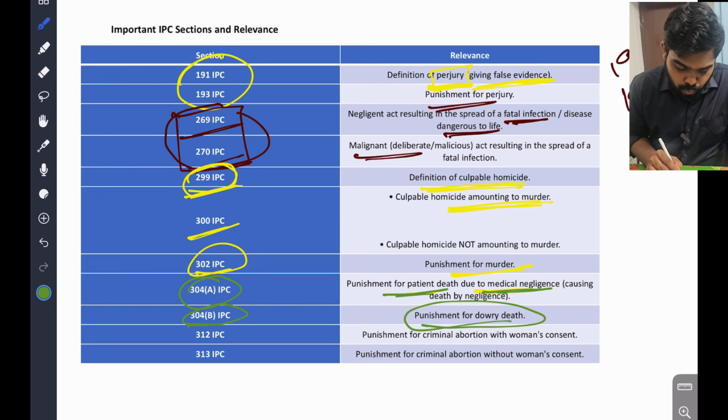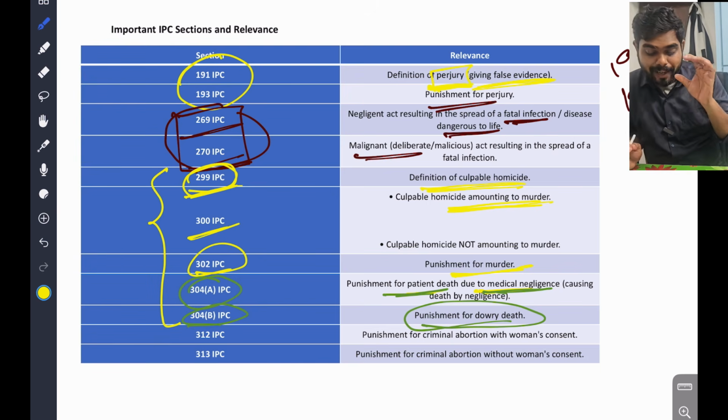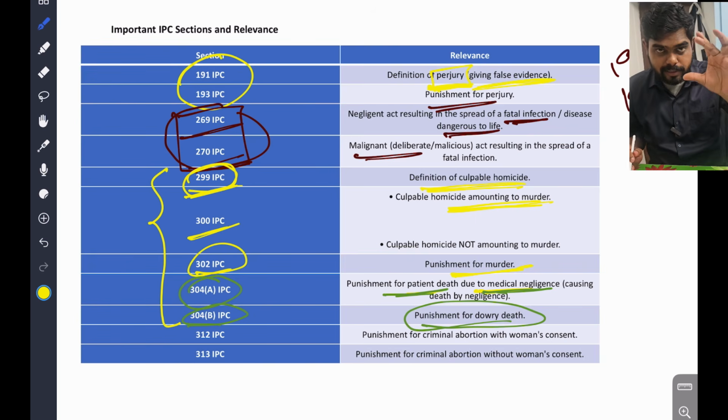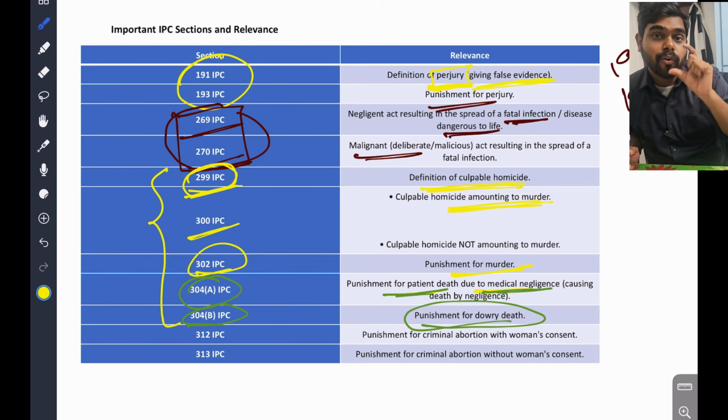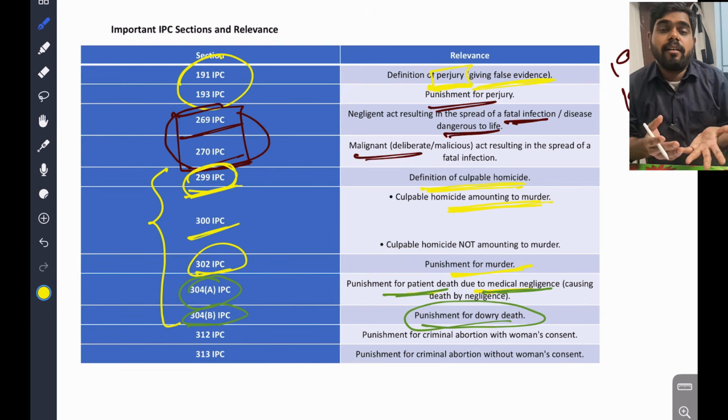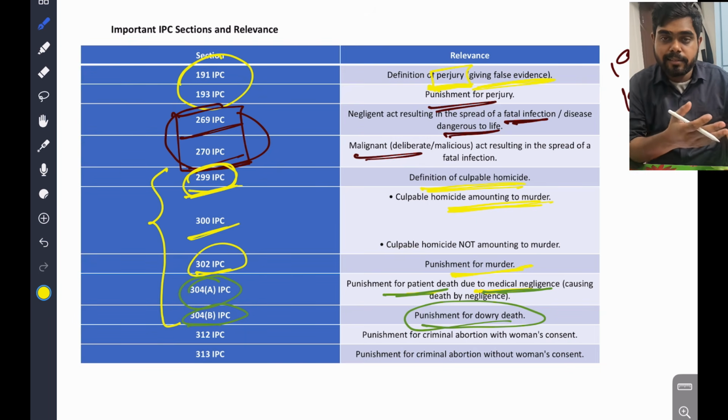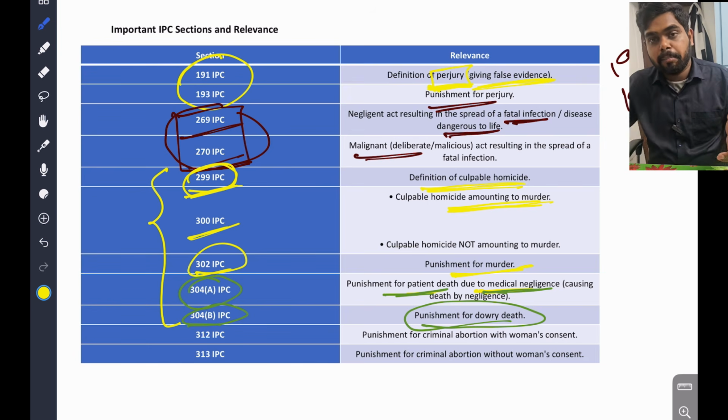So from 299 to 304B. 299 IPC, culpable homicide, 300 amounting to murder, and 302 punishment for murder. That series is important. 299, 300, 302, 304A, 304B. 304A is medical negligence and death of the patient. 304B is dowry death. We had given 500 grams of gold, 50 lakhs. They asked for dowry and it was given. Still they are beating and harassing the woman and killing her. And the girl goes for suicide, whatever.